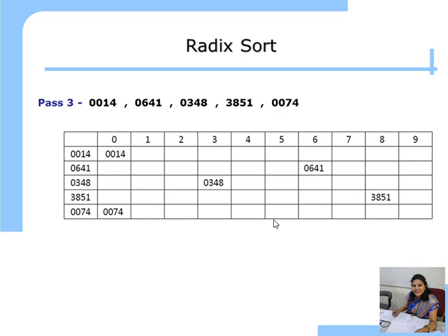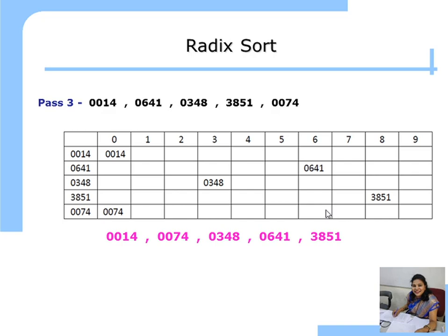After putting all the numbers in the appropriate bucket, we recollect them. How? From 0 to 9. So we get these numbers: 14, 74, 348, 641, 3851. Are they sorted? Yes, they are sorted. So we can stop here.